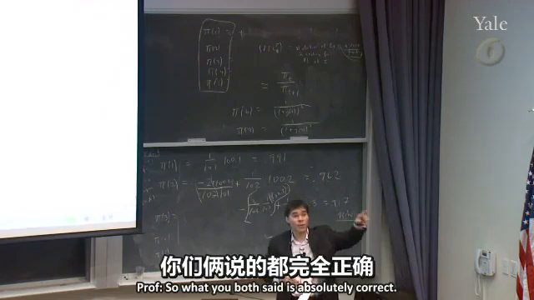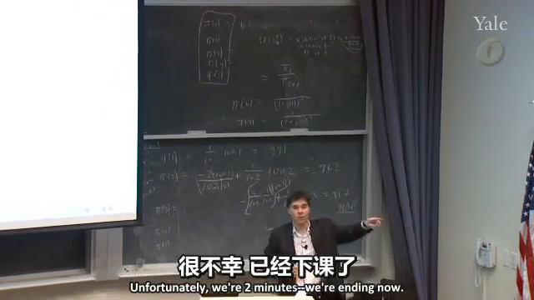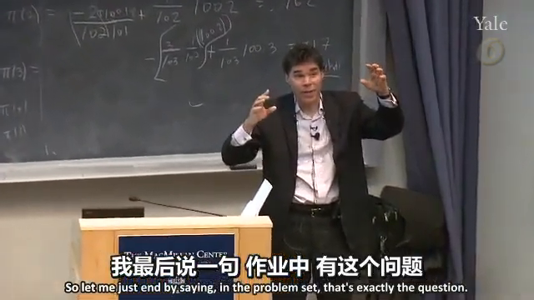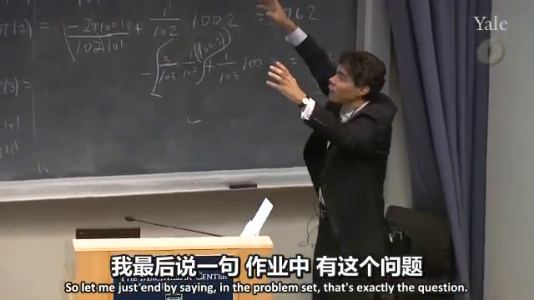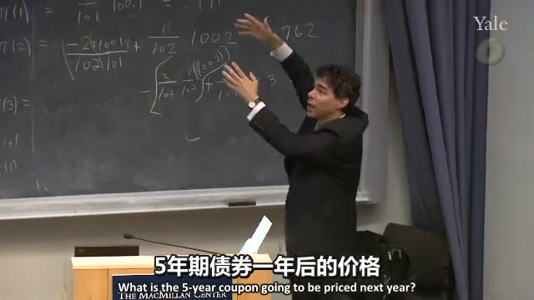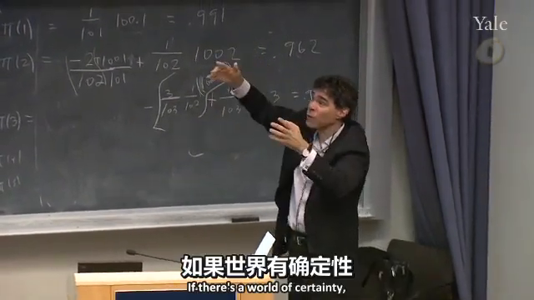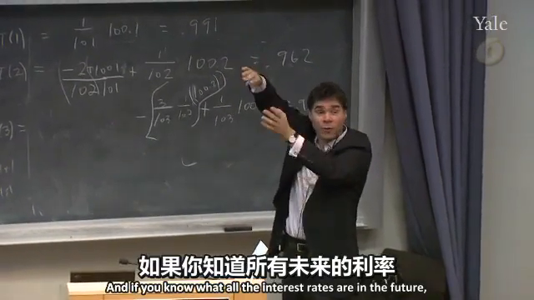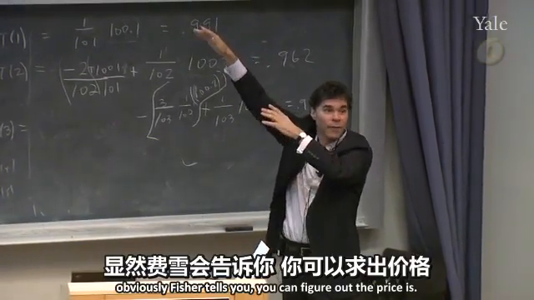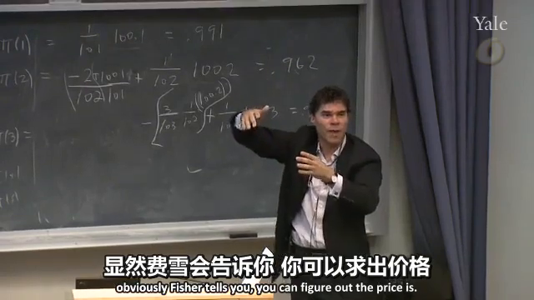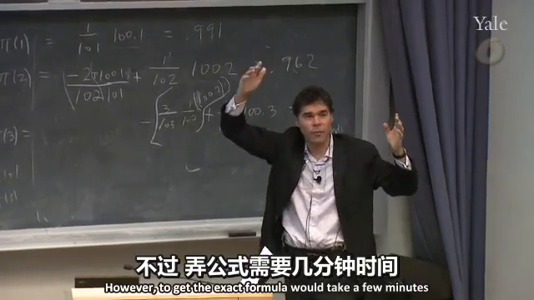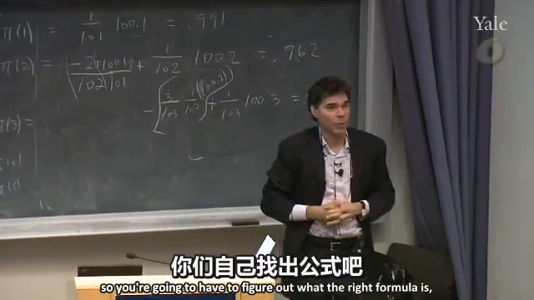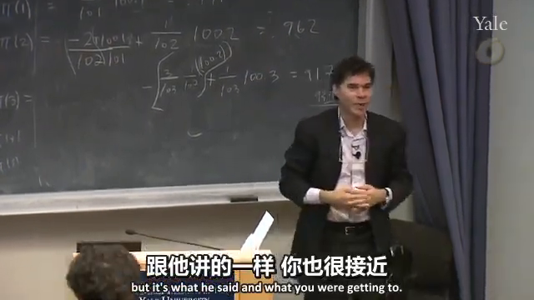Okay, so what you both said is absolutely correct. Unfortunately, we're ending now. So let me just end by saying in the problem set, that's exactly the question. What is the 5-year coupon bond going to be priced next year? If there's a world of certainty, you're going to know what all the interest rates are in the future. And if you know what all the interest rates are in the future, obviously Fisher tells you can figure out what the price is. However, to get the exact formula would take a few minutes, and I unfortunately am a few minutes behind, so you're going to have to figure out what the right formula is. But it's what he said and what you were getting to.